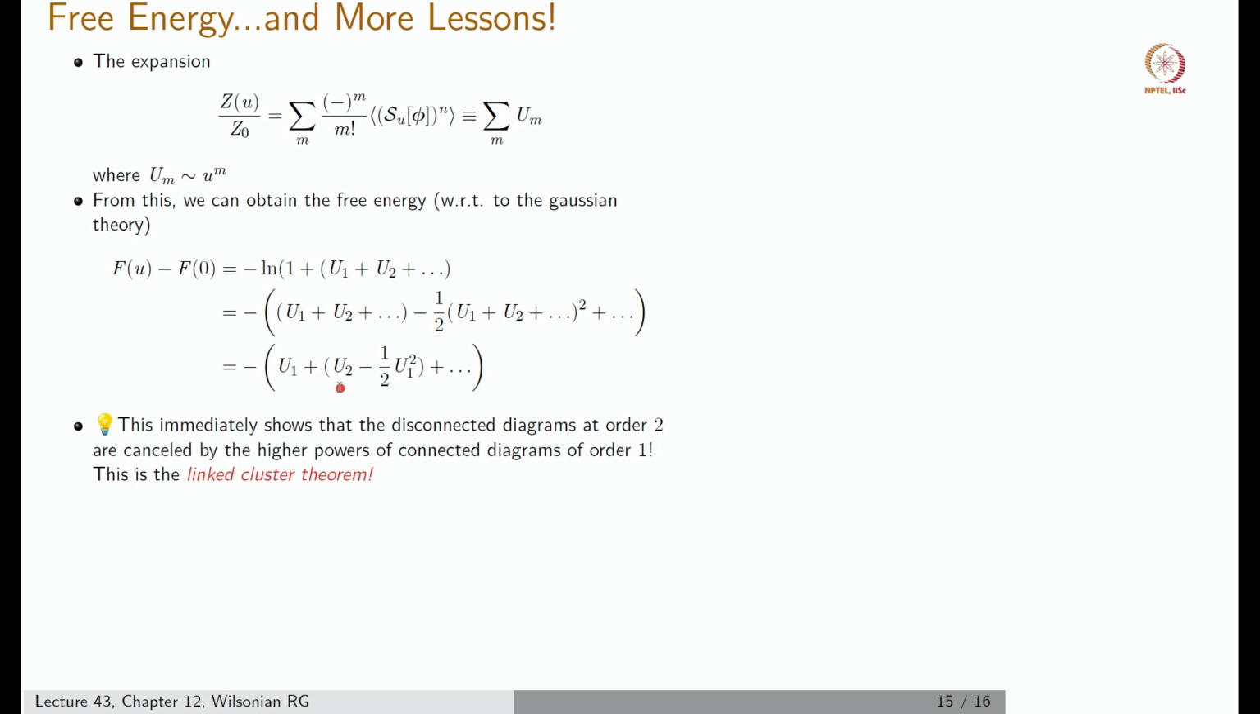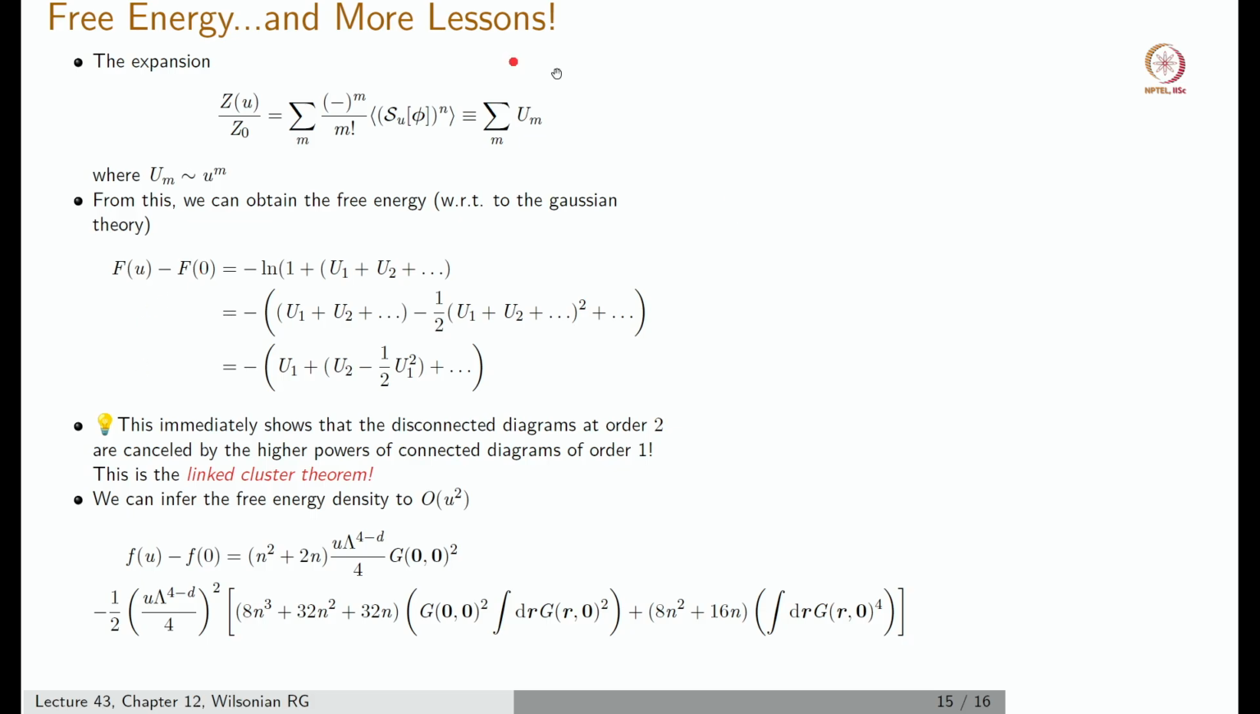So u2 will have a half factor times the square of the diagram of u1, and so that will exactly cancel out, and you will see that the free energy will be correctly extensive. And this is not an accident, as you know by now. We have also seen something very similar happening in the Ising model.